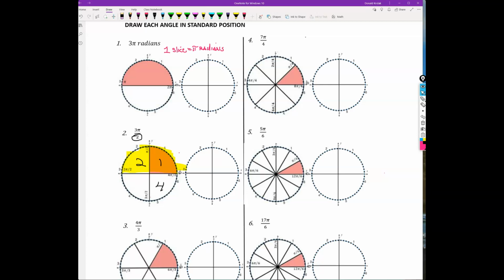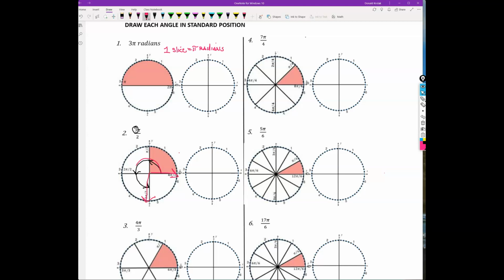Now, if I wanted to draw an angle that was 3 pi over 2, I'm going to count 3 of these slices. Okay, so this would be 1 pi over 2. That's 1 slice. This would be 2 slices, and this would be 3 slices. So 3 pi over 2 would be this angle.